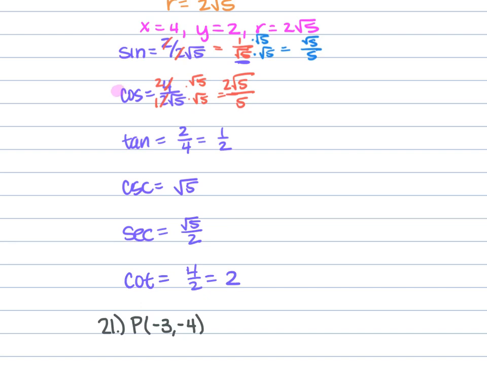So sine is the square root of 5 over 5. Cosine is 2 square root of 5 over 5. Tangent is 1/2. Cosecant is the square root of 5. Secant is the square root of 5 over 2. And cotangent is 2.